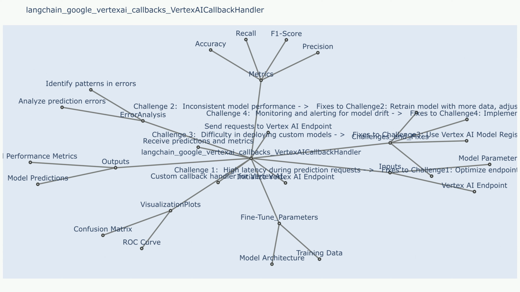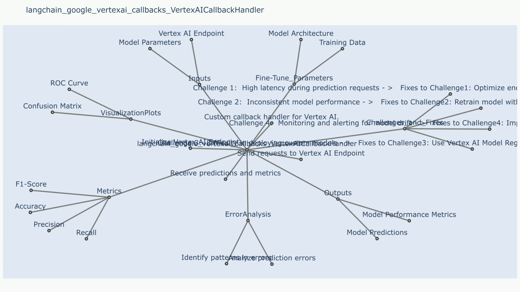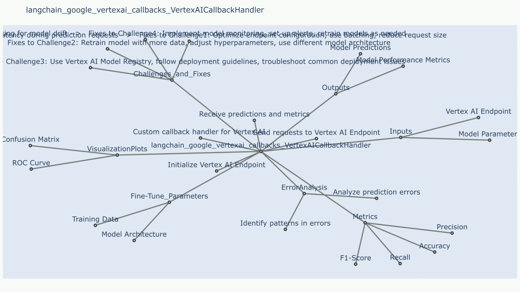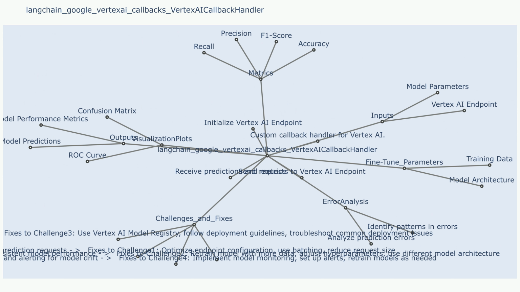This callback allows you to monitor and log chain execution: record events like chain start, end, and individual step execution, along with associated metadata. Log model inputs and outputs: track the data flowing through your chain for analysis and debugging. Visualize chain execution: optionally generate visualizations for your chain's execution flow and performance. Integrate with Vertex AI services: leverage Vertex AI features for model training, deployment, and monitoring.